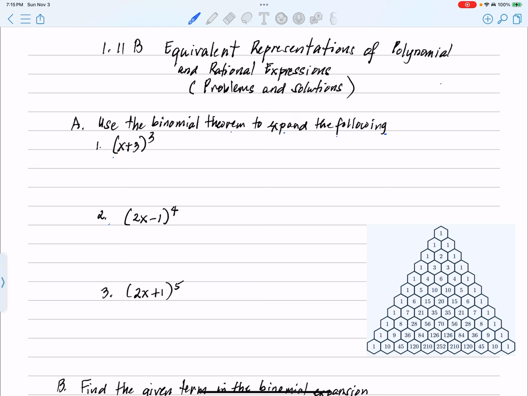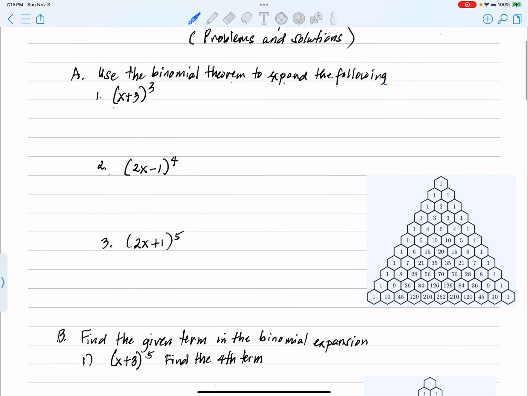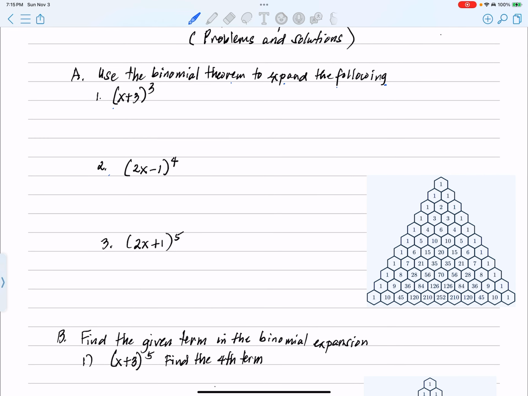Now what I'm going to use here is the binomial theorem and combining it with the Pascal's triangle. I'm not going to use the factorial. I'm trying to make the solution as short as I could when doing the expansion of a binomial theorem. All right, so we'll start. Let's identify first the n. The n here is 3. The first term is x. The second term is 3.